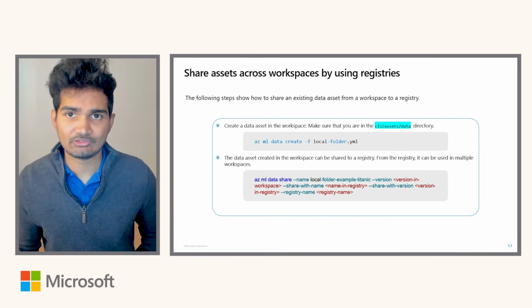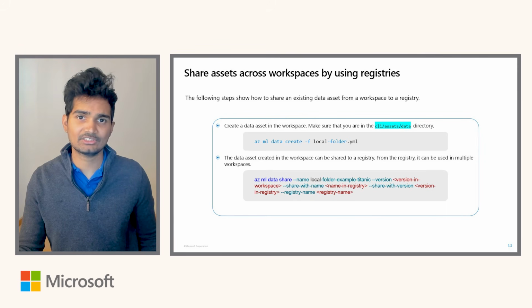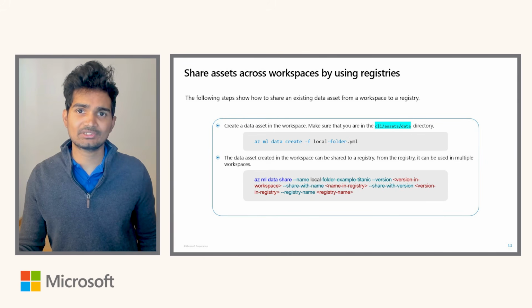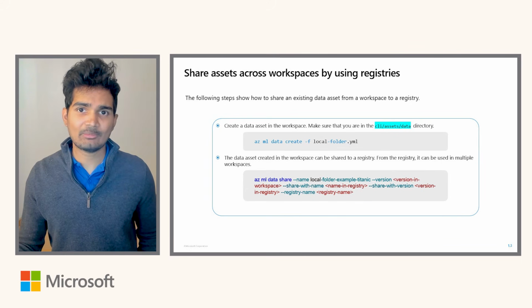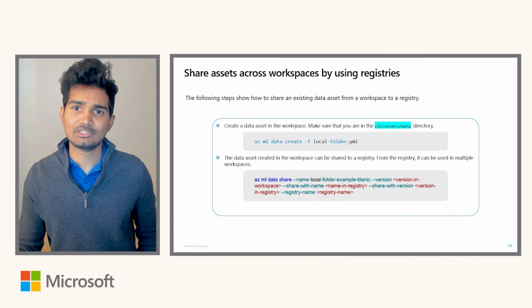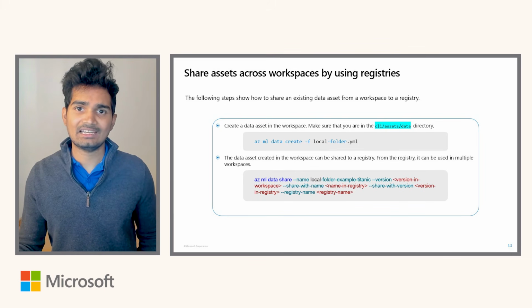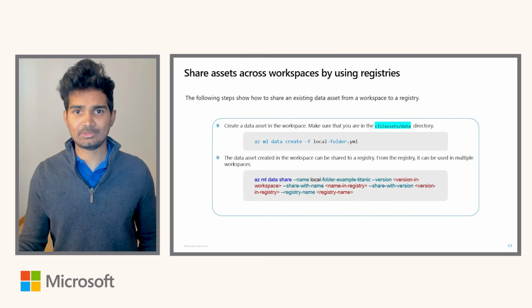Understand why one would use registries. A registry can store and manage various artifacts related to your machine learning projects. Let's quickly recap the steps to share an existing data asset from a workspace to a registry. Step 1. In your Azure ML workspace, navigate to the data section, select the data asset you wish to share, click the Register option to register this asset, then navigate to the registry and select Add Asset. Finally, you choose the data asset from your workspace that you registered.